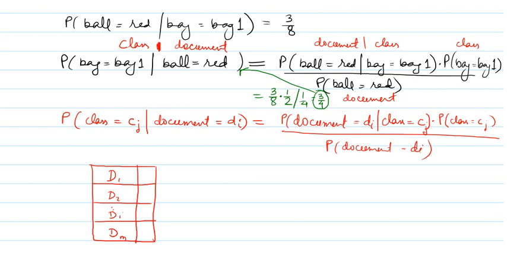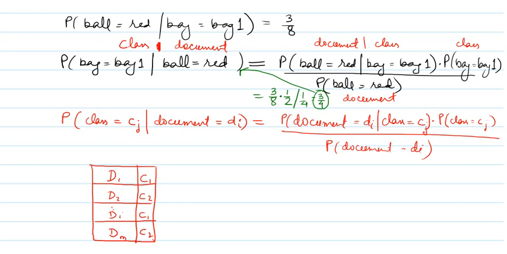So this is C1, C2. The C1, C2 are among the fixed set of classes. Suppose I am having only two classes, spam or not spam, right? So C1 may be spam, C2 may be not spam. So again, this is assigned as C1, this is assigned as C2, right? So probability of this document given class can be calculated from this table.